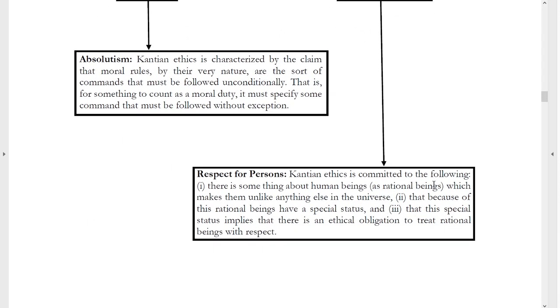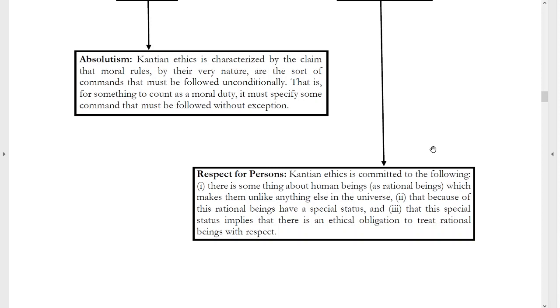So the idea that we should respect persons comes from a couple of different claims. Kant thinks that there's something about human beings, and really rational beings, which makes us unlike anything else in the universe. Unlike any other being in the universe, there's something special about you as a rational being, a being with the ability to reason. And because you have that special ability, you have a special status. And because you have that special status, it implies that you need to be treated with respect.